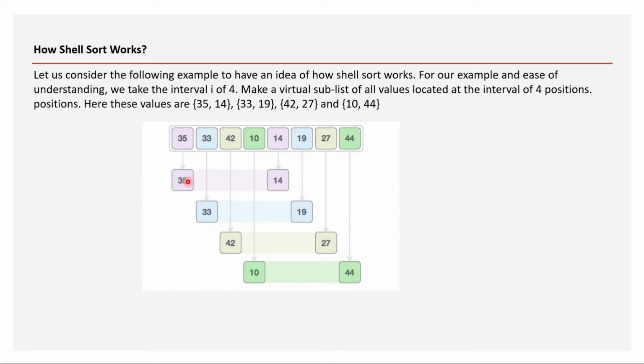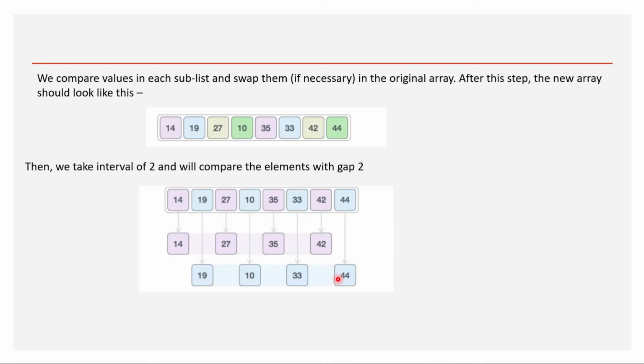as shown in the picture below. 35 with 14, 33 with 19, 42 with 27, 10 with 44. We compare values in each sublist and swap them, if necessary, in the original array. After this step, the new array should look like this: 14, 19, 27, 10, 35, 33, 42, and 44.